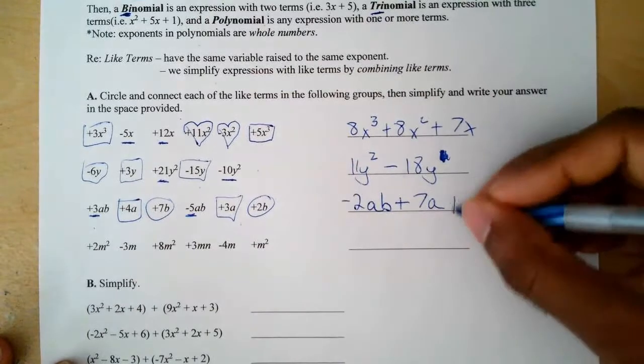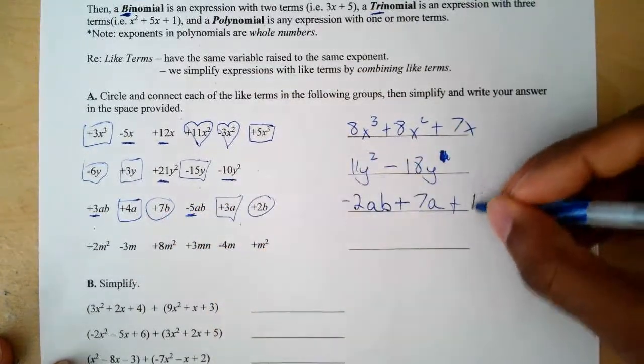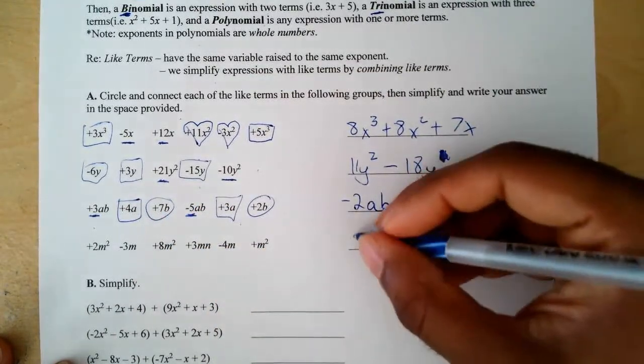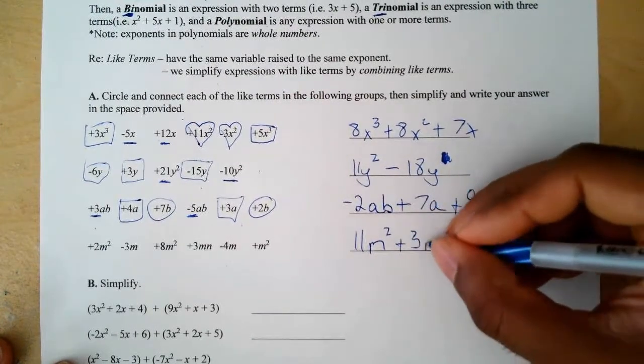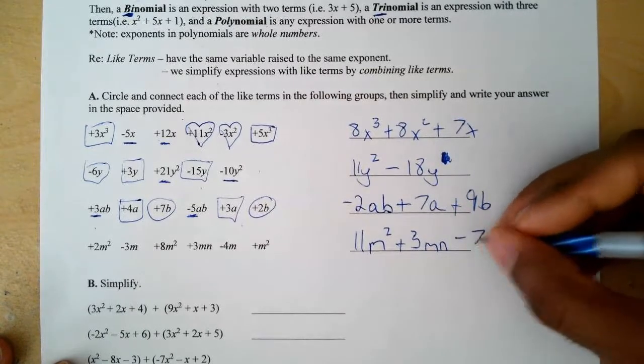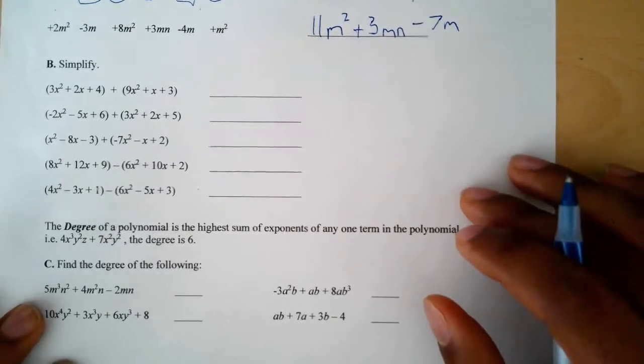B's, there we go. 2b, 7b gives us 9b. Okay, good. I'm sure you can do the last one, so I'll just write out the answer, 3mn minus 7m. Okay, so let's look at a little bit about the simplify section.